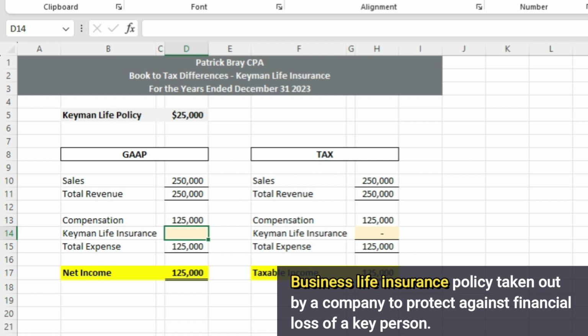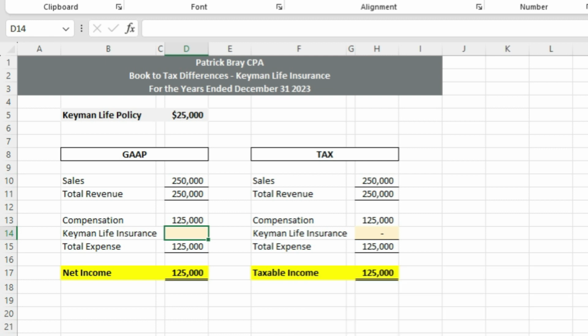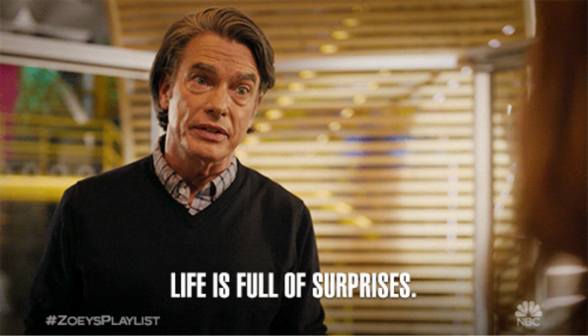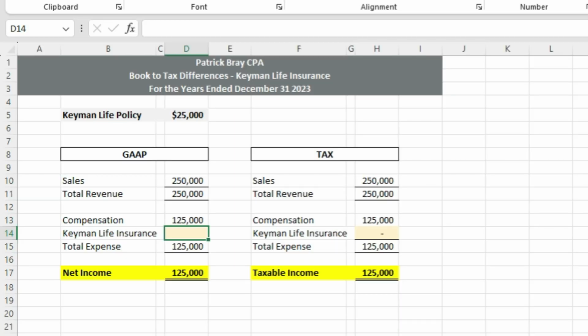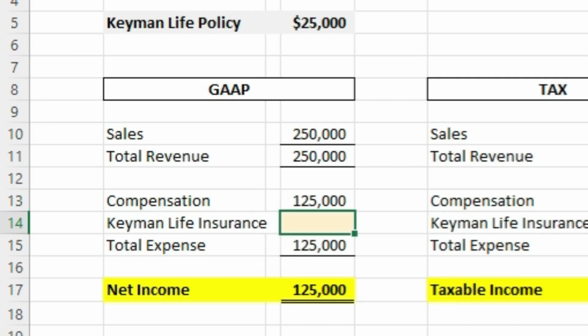Example number 2, Keyman life insurance policies. Keyman life, if you're not familiar with this, is a life insurance policy for executives where if they were to unfortunately pass, it would have a detrimental impact to the business. So a lot of times businesses will buy these Keyman life insurance policies just to hedge against anything happening to a key executive. But from here, we're going to look at it from an expense standpoint. When we pay that Keyman life insurance policy, why do we have a GAAP to tax difference? So on a GAAP basis, it's just going to look like a normal expense.